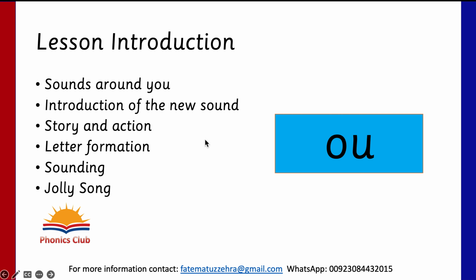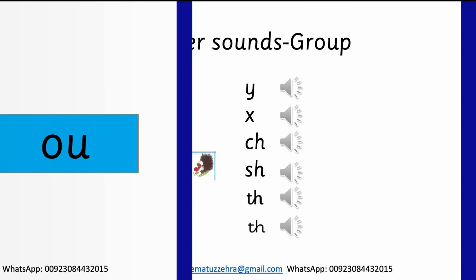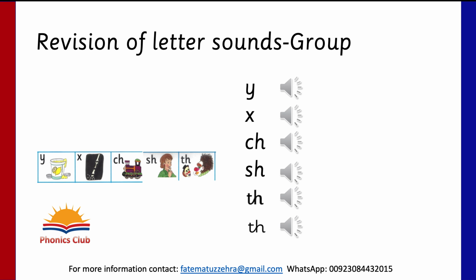Then there would be the introduction of the sound with the letter shape, story, and action, letter formation, sounding, and jolly song. Before starting this sound, there is a need to revise the previous sounds. So let's have a look at the previous sounds over here. X is a combination of two sounds, and there are also ch and sh. Ch is a sound that has a bit of schwa. Sh is a continuous sound, and these two sounds are continuous sounds with no schwa.